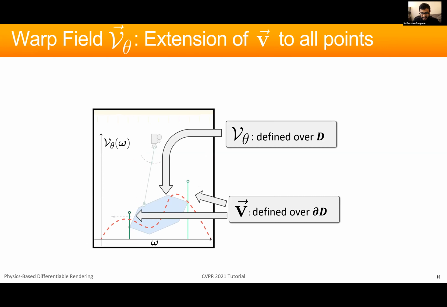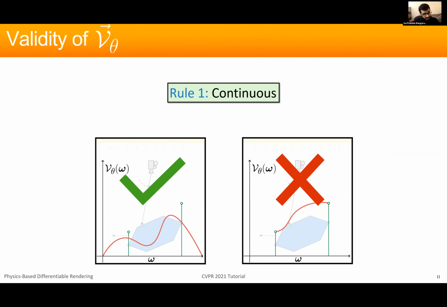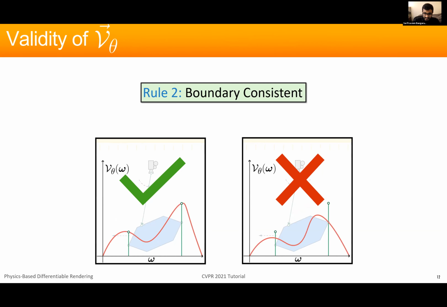It must satisfy two conditions. The first one says that this warp field must be continuous. This is easy to see because if V is not continuous, its divergence does not exist. For example, the one on the left is continuous, while the one on the right is not. The second rule is that it must be equal to the velocity at the boundary points. That rule follows directly from the divergence theorem itself. As an example, the field on the left is boundary consistent, and the field on the right is not. If we have a field that satisfies both these rules, then our integral conversion is correct. And our problem has now been reduced to smoothly interpolating the velocity at discontinuous points to the rest of the domain.